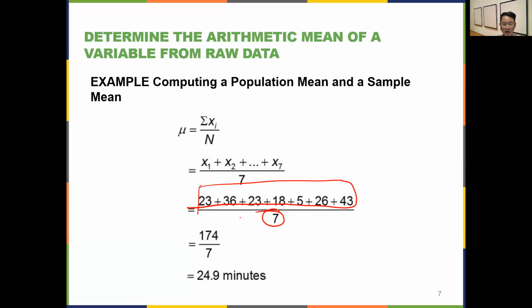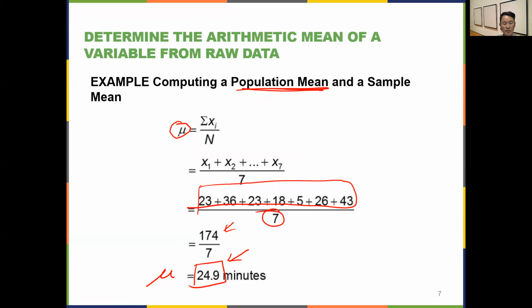If you do that, add everything, that should be 174 divided by 7, type in the calculator. This is what you get. Now, what kind of value is that? This is a parameter value. Why? Because it came from the entire population. And what symbol should we use for population mean?